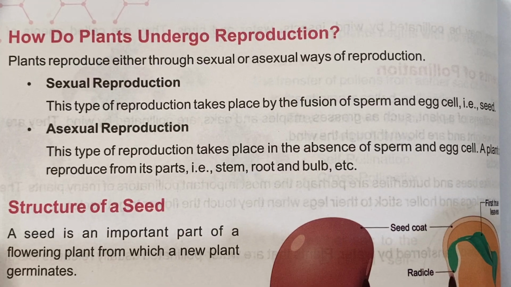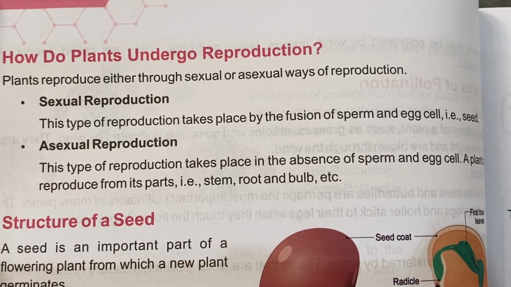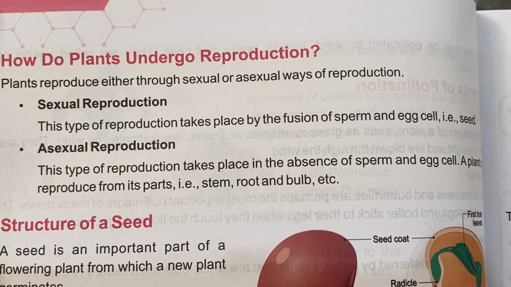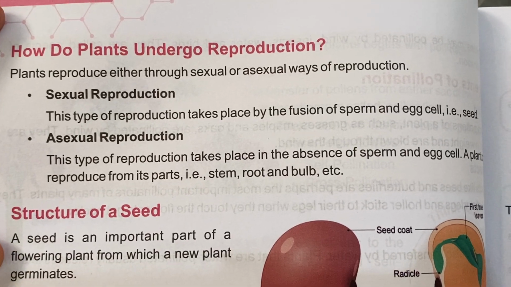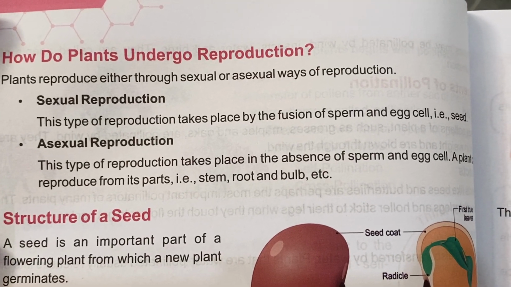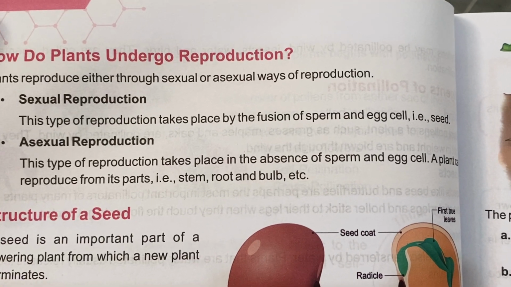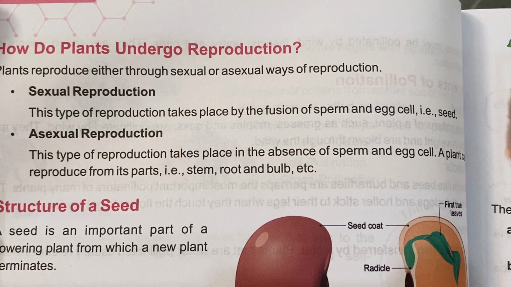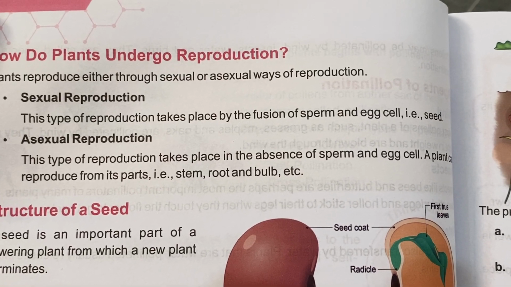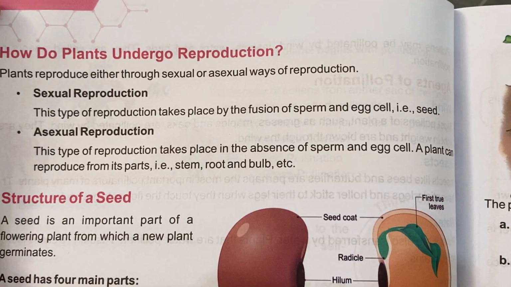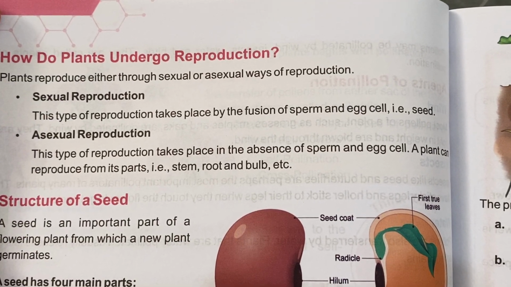How do plants undergo reproduction? Plants reproduce either through sexual or asexual ways of reproduction. Sexual reproduction takes place by the fusion of sperm and egg cells, for example a seed. Asexual reproduction takes place in the absence of sperm and egg cells. A plant can reproduce from its parts, such as stem, root or bulb.